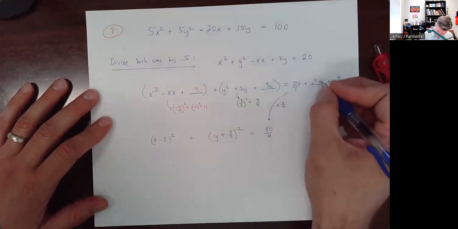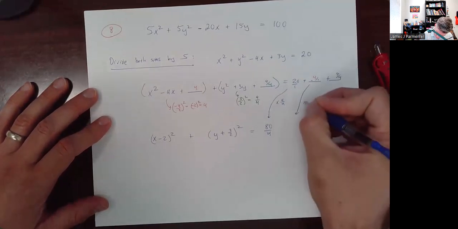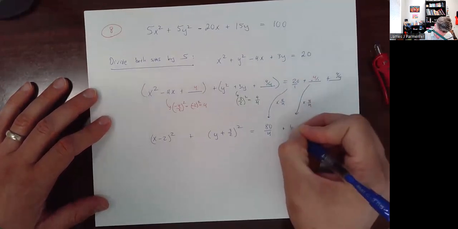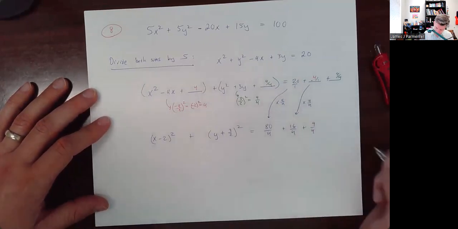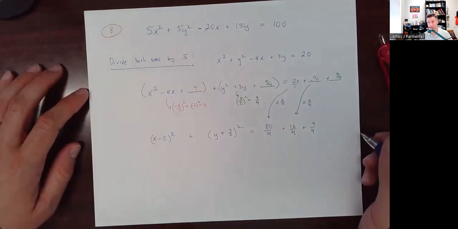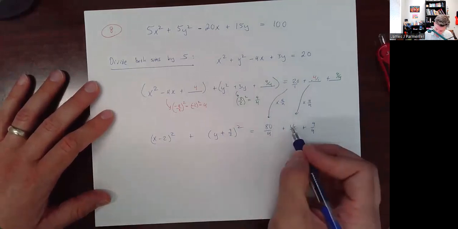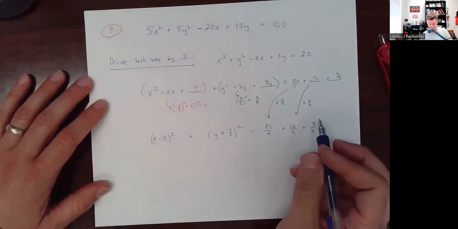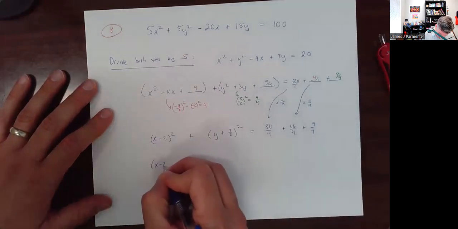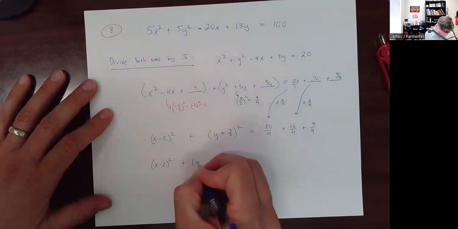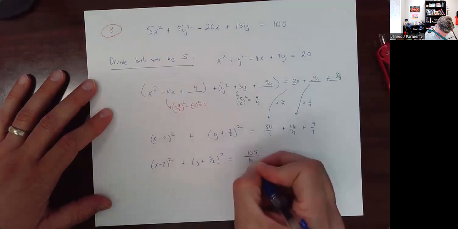And 4/1 times 4/4: 4 times 4 is 16, 4 times 1 is 4. And the 9/4 already is 9/4. That was way easier than doing 24 times 4/4, in my opinion. So now, same deal on the right. 16 plus 9 is 25. We've seen that a number of times. And 25 plus 80 is 105. So I can write this as x minus 2 squared plus y plus 3/2 squared equals 105 divided by 4.